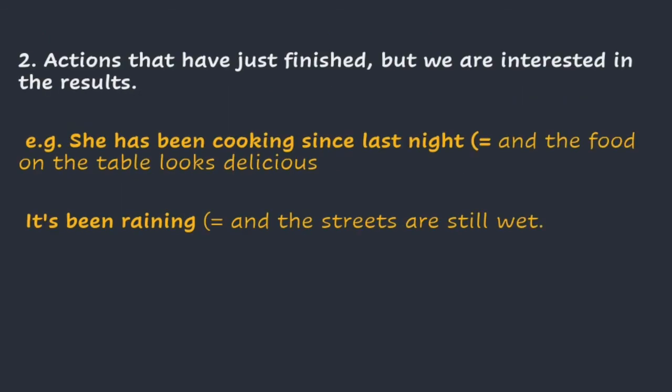Also, we use present perfect progressive to describe actions that have just finished, but we are interested in the result. For example, she has been cooking since last night and the food on the table looks delicious. It's been raining and the streets are still wet.